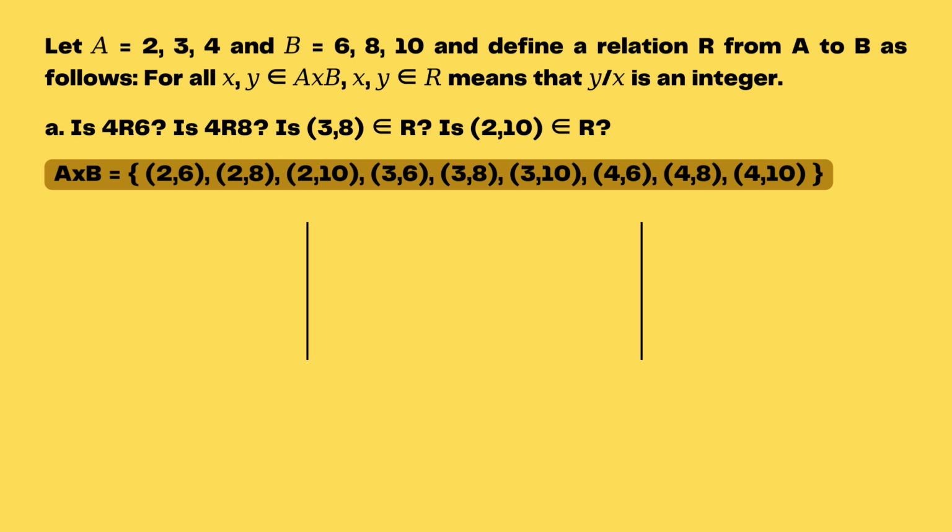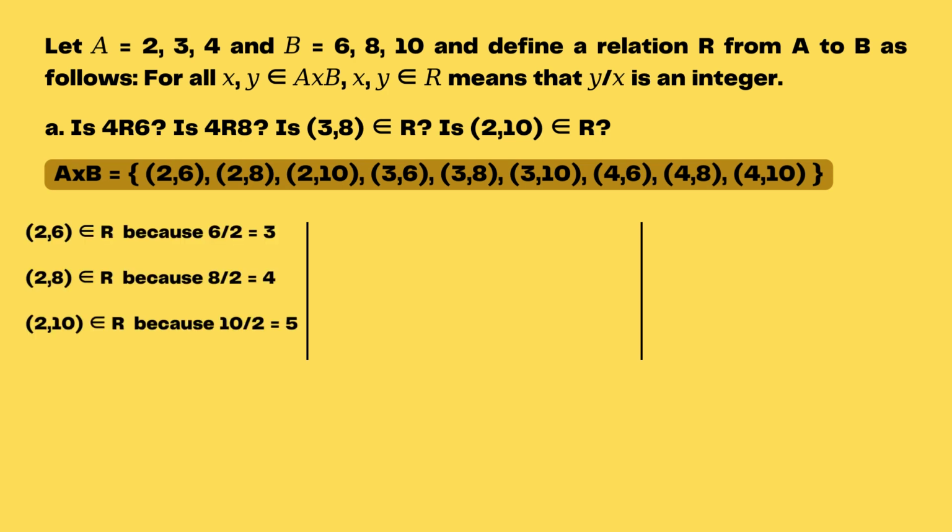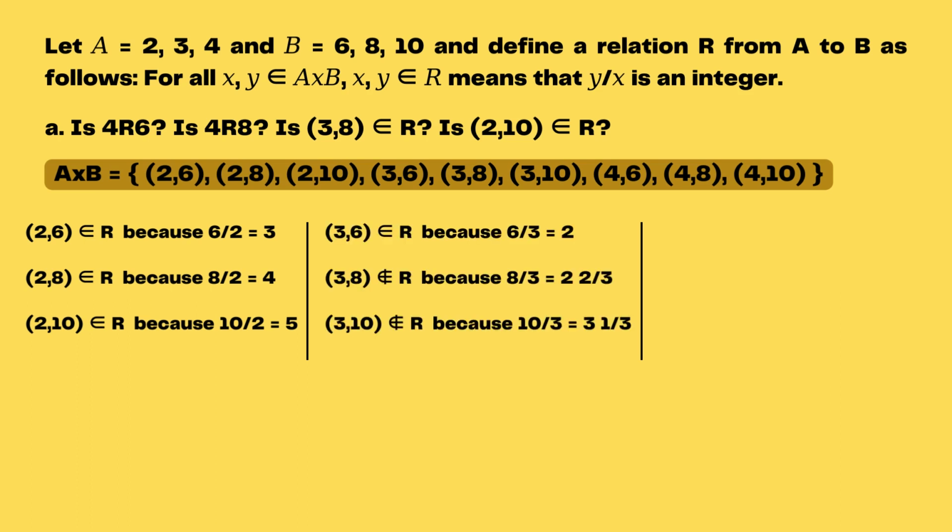Here are the answers that we have gathered. (2, 6) is an element of R because 6 divided by 2 is 3. (2, 8) is an element of R because 8 divided by 2 is 4. (2, 10) is an element of R because 10 divided by 2 is 5. (3, 6) is an element of R because 6 divided by 3 is 2.